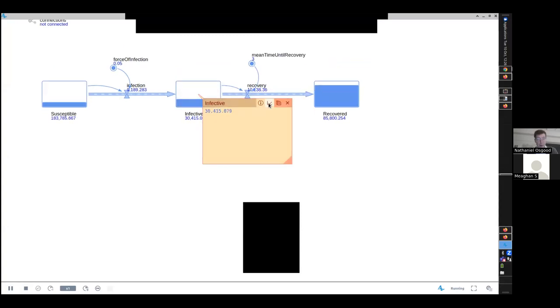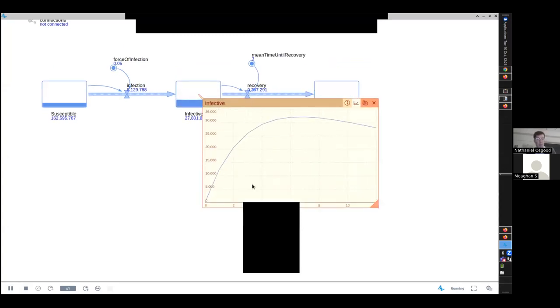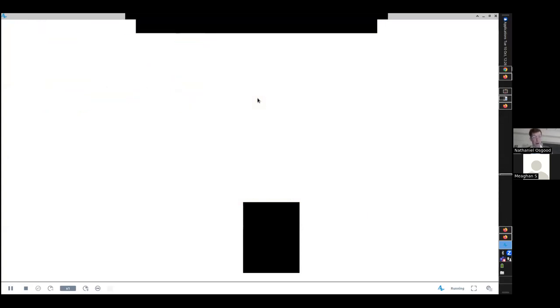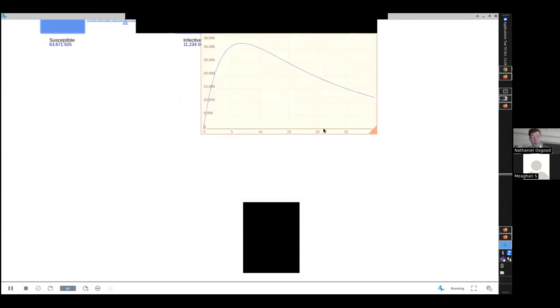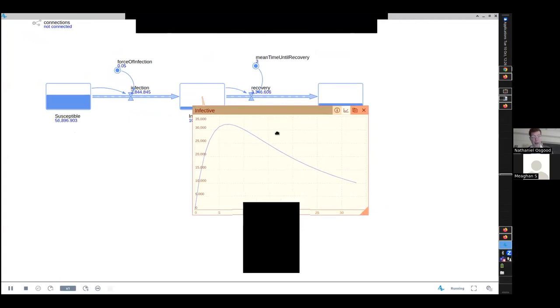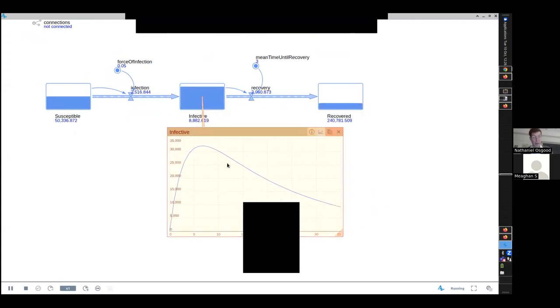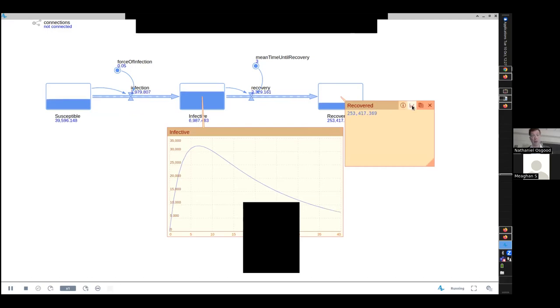Anyway, okay, so here we go. So this stock infective rises initially, the inflow is greater than the outflow. It reaches a maximum point where the inflow equals the outflow, and then it starts falling. It's falling because the inflow is what compared to the outflow? Less than it, right? And meanwhile, the recovered stock is doing what? Rising, right?